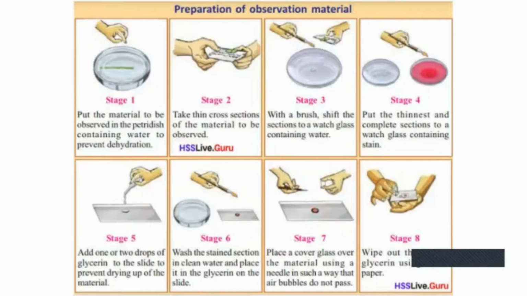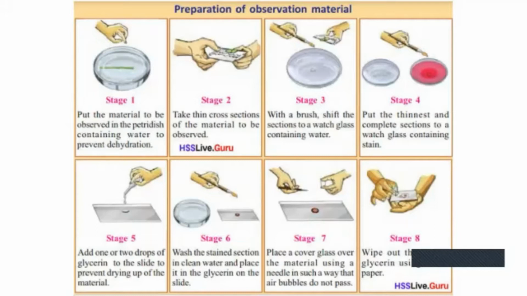Then next, stage 5. Here we are taking the slide. I have told you a rectangular shaped glass piece is the slide. On that slide, we are keeping a drop of glycerin in the center of the slide. For what purpose? In order to avoid the drying up of the material.